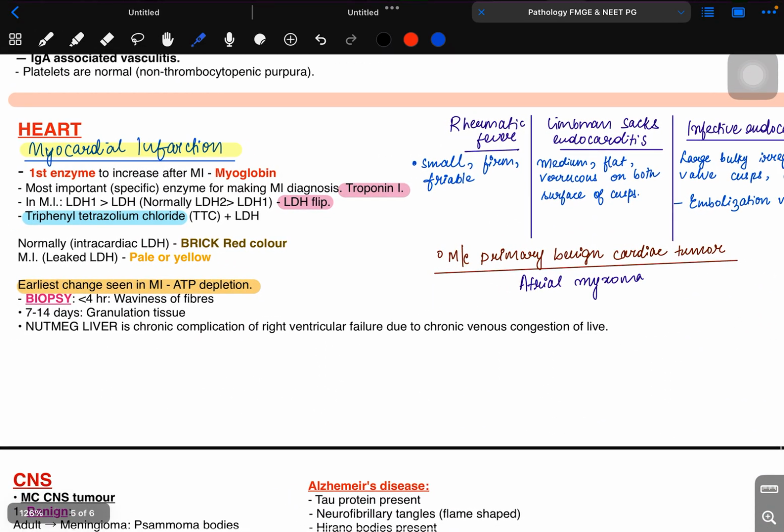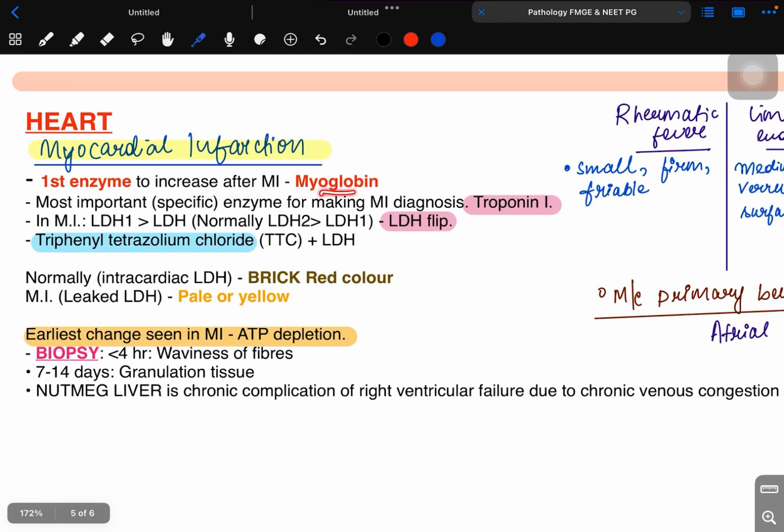Coming to the heart, myocardial infarction. What is the first enzyme to increase after myocardial infarction? It is myoglobin. The most important or specific marker for making the diagnosis of myocardial infarction is troponin I. In myocardial infarction, LDH1 will be more than LDH2, whereas normally LDH2 is more than LDH1. So in myocardial infarction there is flipping of the ratio, known as LDH flip.